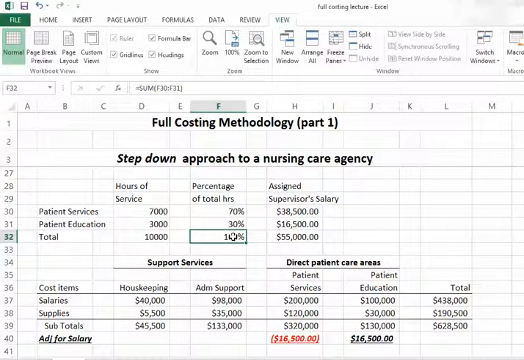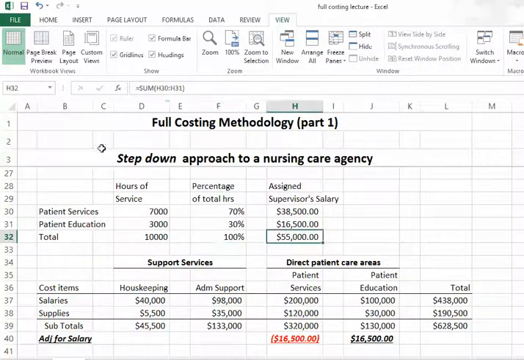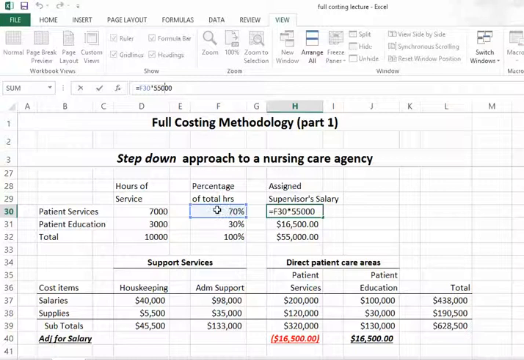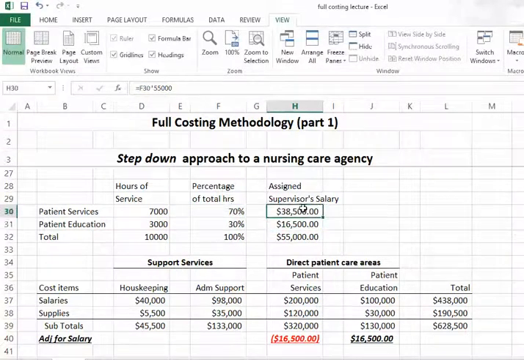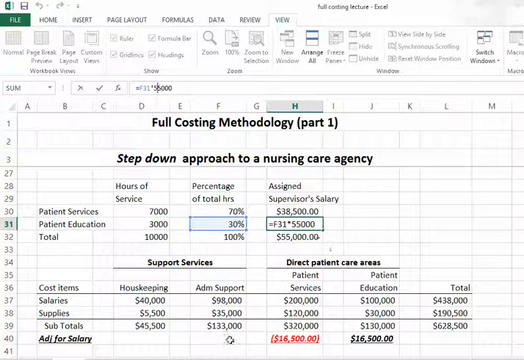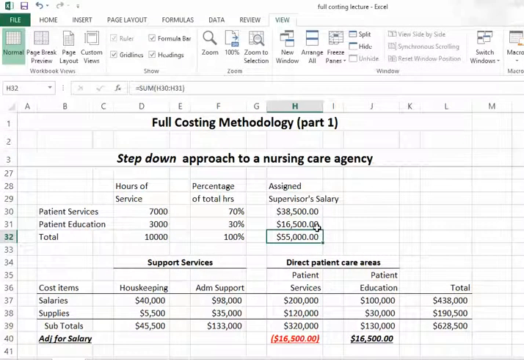I put this here more as a quality control check. Now, we know that the administrative salary, or the supervisor's salary, was $55,000. What we need to do at this point is to allocate this to two separate areas, patient services and patient education. So multiplying the $55,000 by 70%, we get $38,500. Multiplying 30% times $55,000, we get $16,500. And of course, this totals $55,000.